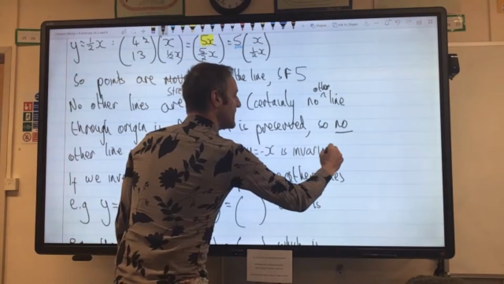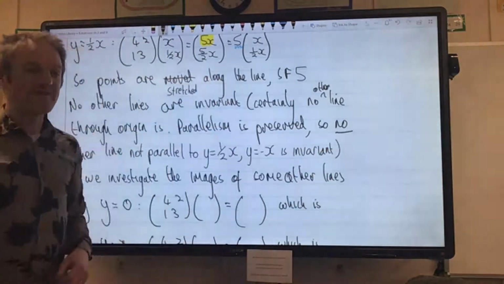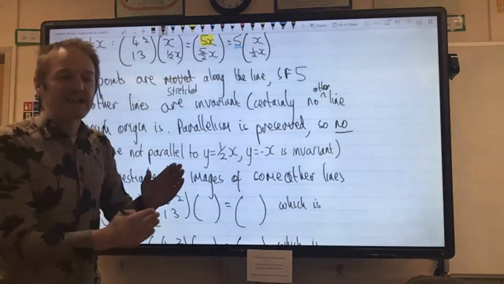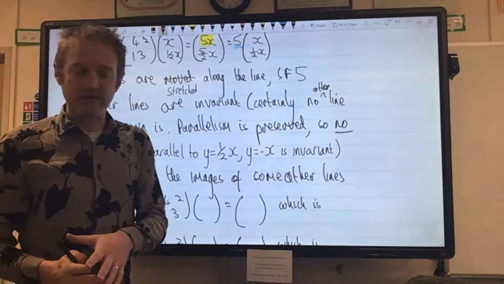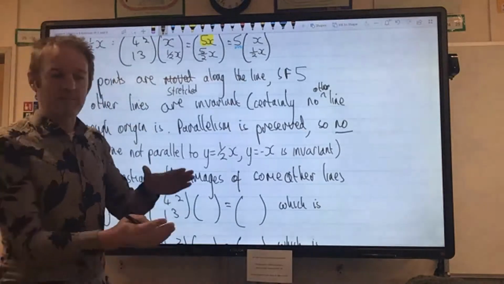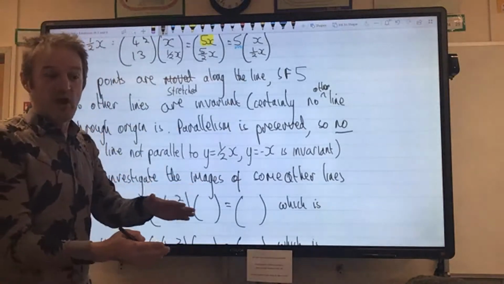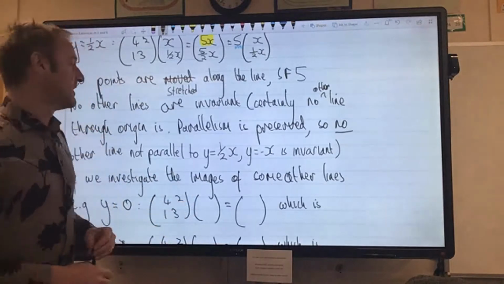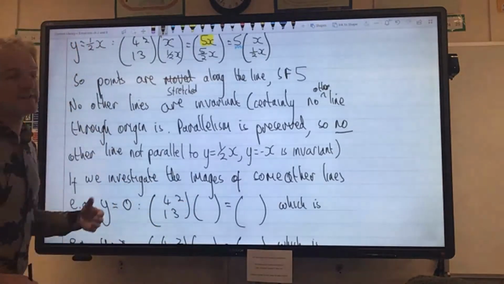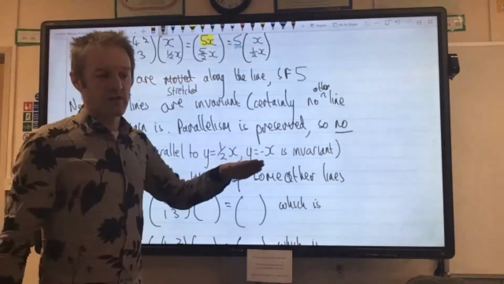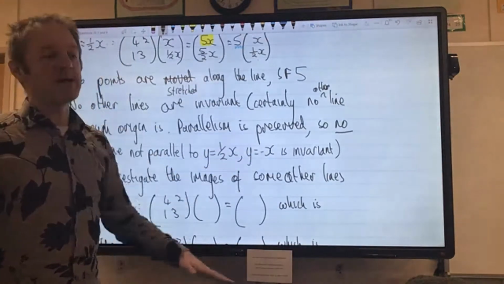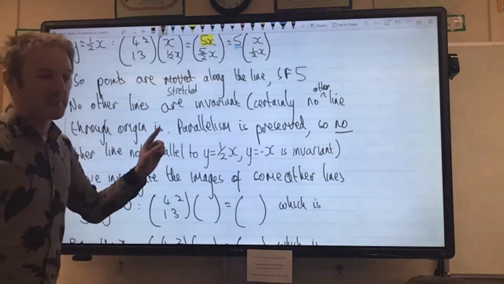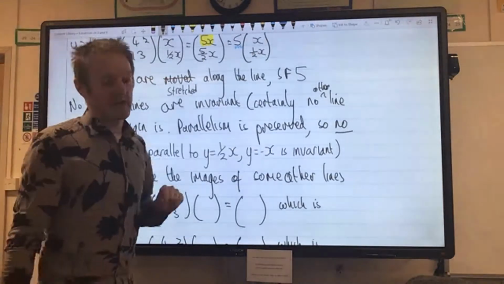So there are no other lines through the origin that are invariant. And because parallelism is preserved, now that's an important thing you need to understand. Parallelism is preserved. That means that if two lines start off parallel on the matrix transformation, any matrix transformation, they remain parallel. So what that means is if there's no other lines through the origin that are invariant, there can be no other lines that are invariant, apart from lines possibly that are parallel to the two invariant lines we've already found.